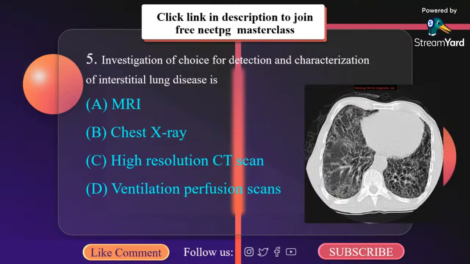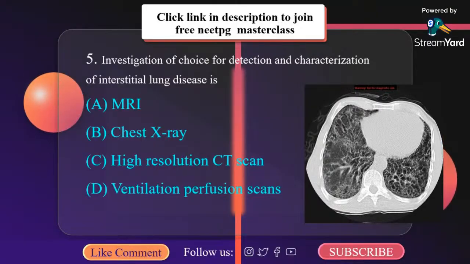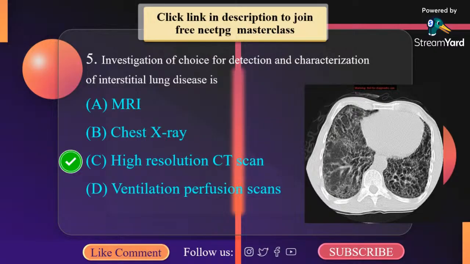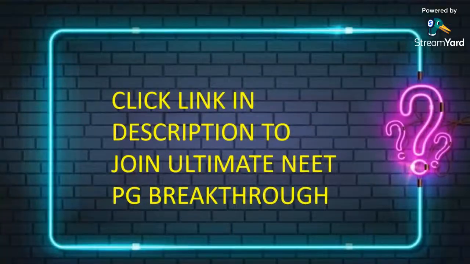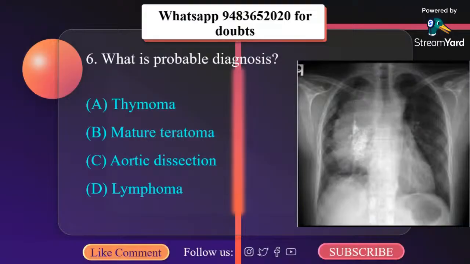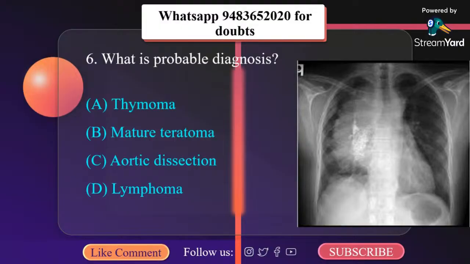Investigation of choice for detection and characterization of interstitial lung disease is A. MRI, B. Chest X-ray, C. High resolution chest CT scan, D. Ventilation perfusion scan. It is high resolution CT scan. What is the probable diagnosis? Well, it is a thymoma.